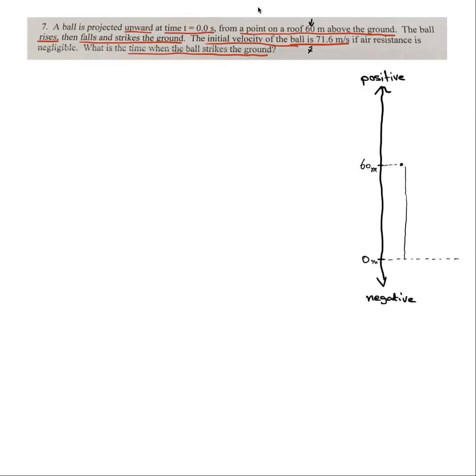And continuing on with the problem, it says that the ball rises and falls and strikes the ground. So it looks like the ball will go up. I don't know to what point because I don't have that information yet. And it will go all the way down to strike the ground. So I have a question. In this case, does the ball go straight up and straight down, or does it curve like a parabola? For this problem, it will go straight up and straight down.